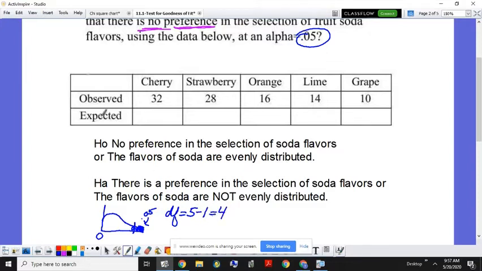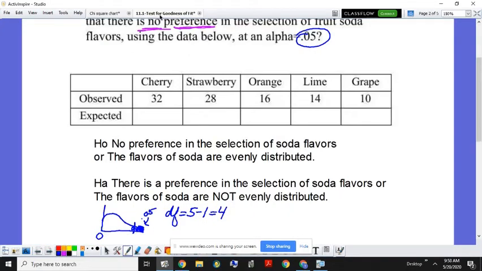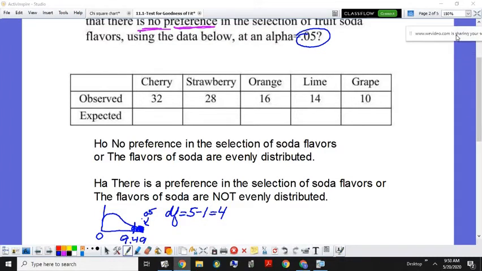We're going to go to the chi-square chart, and we're going to go up at the top. Don't worry about dividing alphas or anything. It's super easy. We're going to go to 5% and down to 4, because 5 categories is categories minus 1 on this section. So you're going to go to 4 and 5, and we get 9.49. So your shading starts at 9.49. Okay, there you go. So that's that.